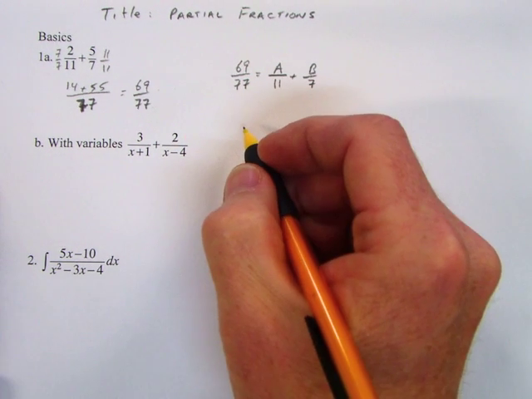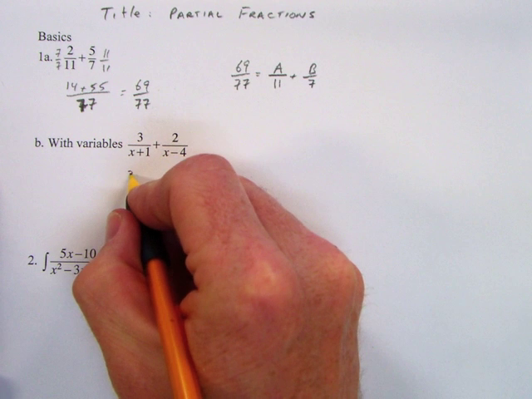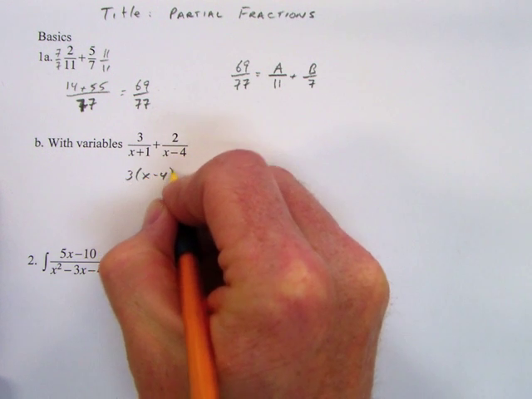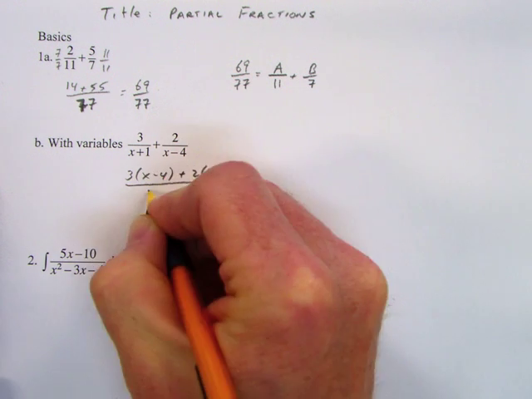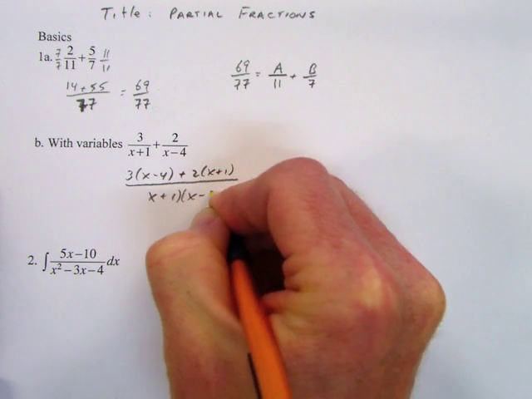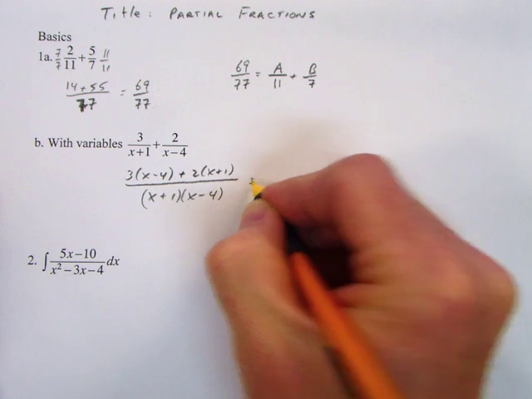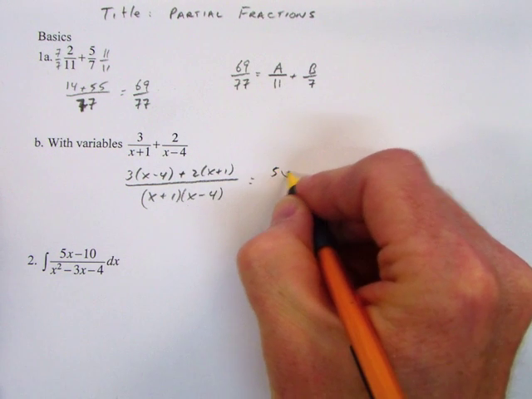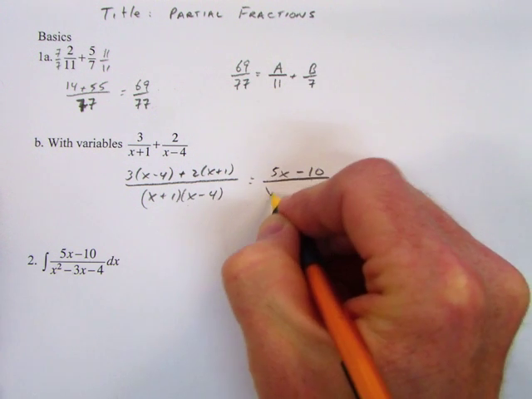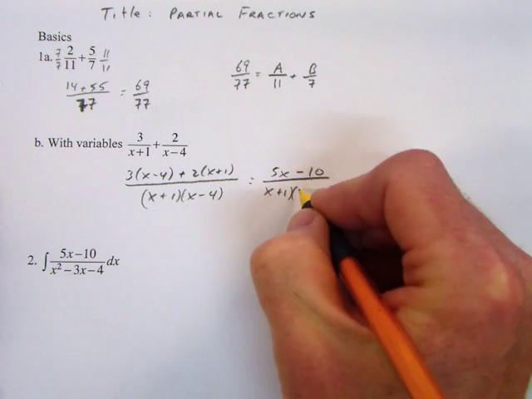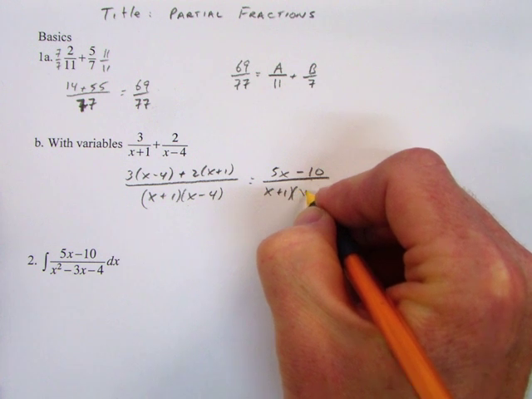Let's take a look at what it would be with variables. So we would go 3 times (x minus 4) plus 2 times (x plus 1), all over (x plus 1)(x minus 4). And this simplifies to (5x minus 10) over (x plus 1) times (x minus 4).